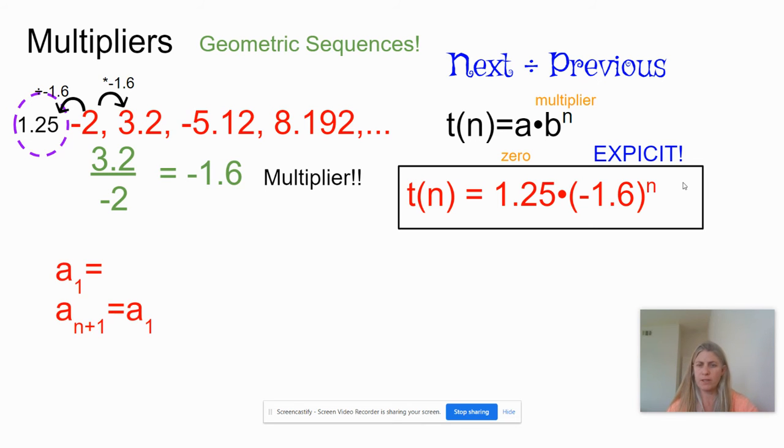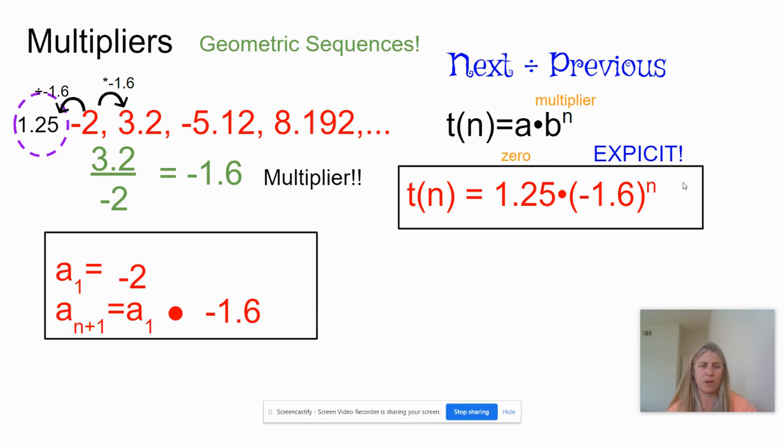Remember, for recursive, it simply tells us two things. It tells us our first term and it tells us what's next. So that tells us our pattern. So a sub 1 in this case, our first term is -2. And then our pattern is times -1.6. So we're going to pop that in the bottom. And so this is our recursive equation.